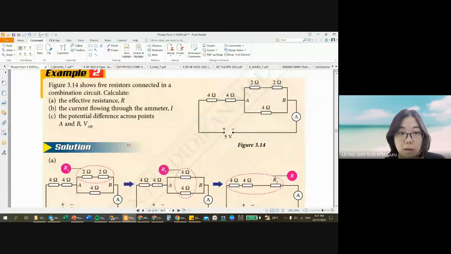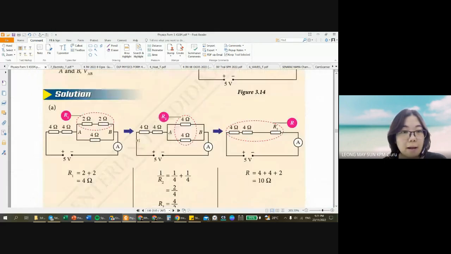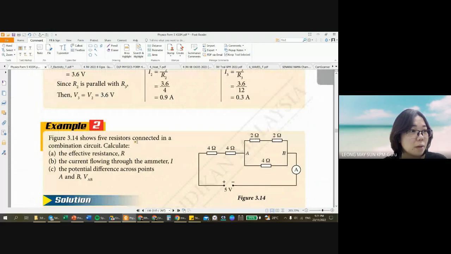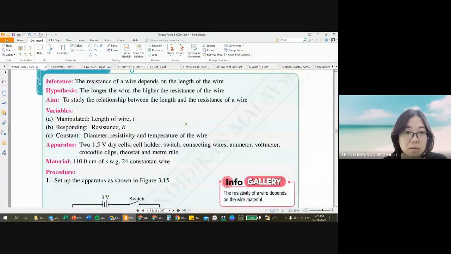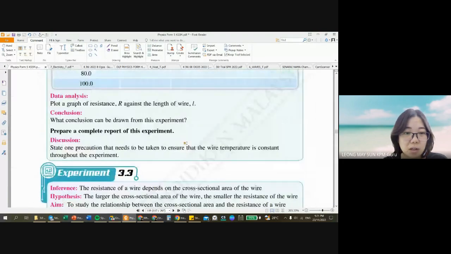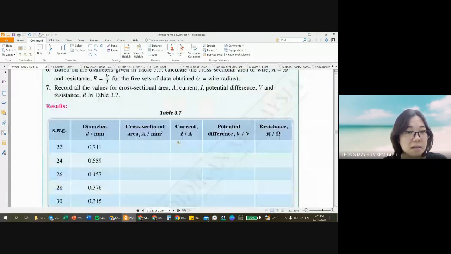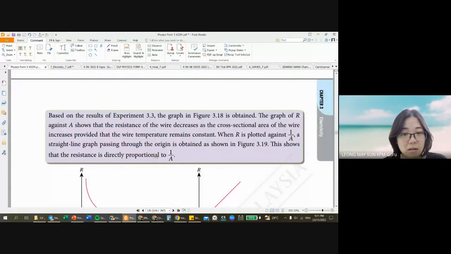Let's see what we have here. Don't be scared when you see so much resistance. In an actual SPM situation, the most resistance they can give you is around 3 or 4 only, because a student should be able to finish a 3 marks calculation question within 3 to 4 minutes. So they won't really give you such a complicated circuit to calculate. Do take note of that.